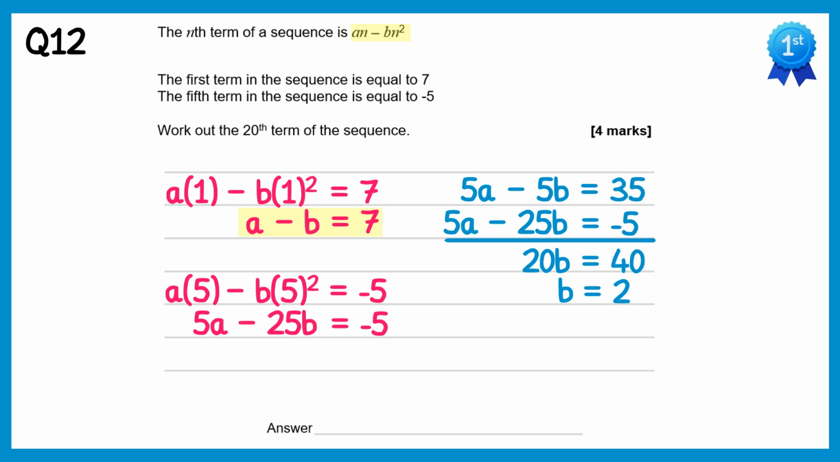I'm going to go for the first one here. So a minus 2 equals 7, and if you add 2 to both sides, you find that a equals 9. So we now know the values of a and b.